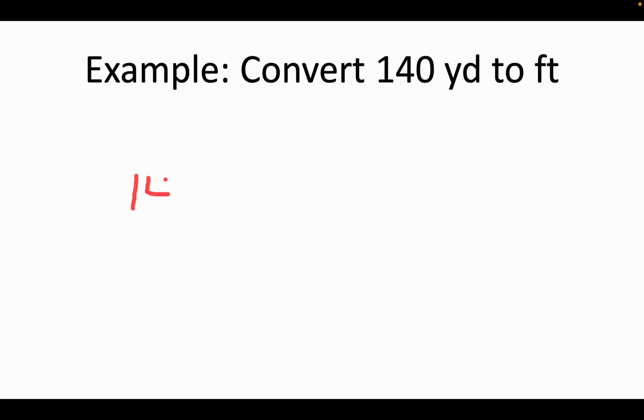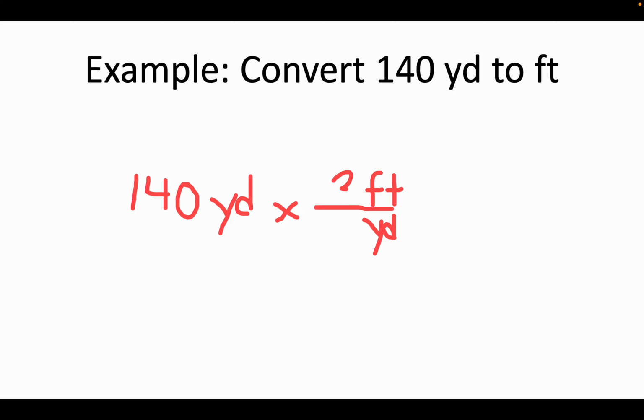So we'll start with 140 yards, YD. And then we're going to multiply by our unit multiplier. So again, we want to cancel out our yards, so yards is going to go in the denominator. That means feet goes in the numerator. And then we think, well, what is our conversion? 3 feet is the same as 1 yard.